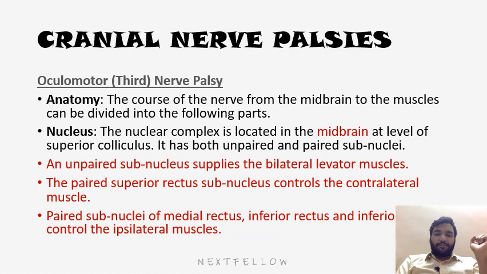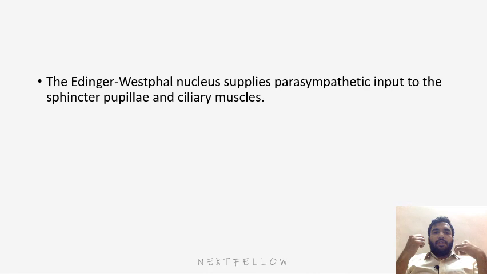whereas the other paired nuclei are all for the same side, which is medial rectus and inferior oblique, which control the ipsilateral muscles. The next is the Edinger-Westphal nucleus, which supplies the parasympathetic input to the sphincter pupillae and the ciliary muscle. So this is one important thing which you should know about the oculomotor nerve.